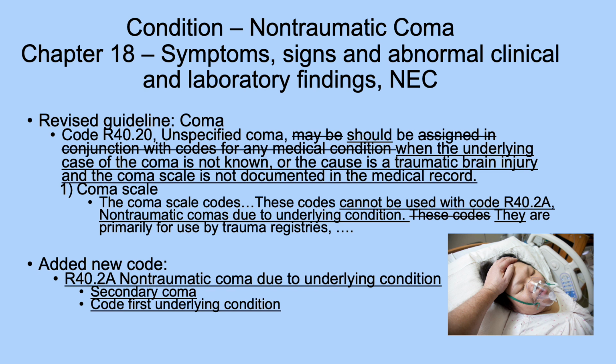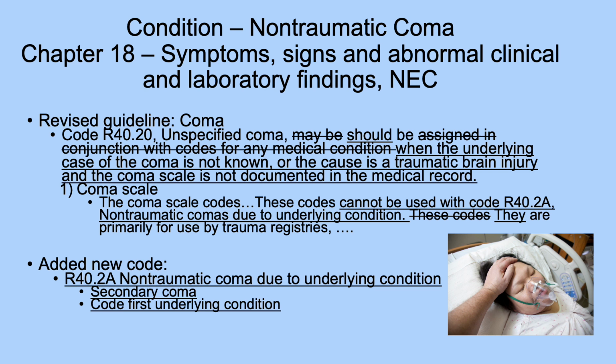So chapter 18, we'll go on to now, has some important changes to coma guidelines. You look at R40.20, unspecified coma. Before it said may be assigned in conjunction with codes for medical condition. Now it says should be assigned where the underlying cause of the coma is not known, or the cause is a traumatic brain injury and the coma scale is not documented in the medical record.